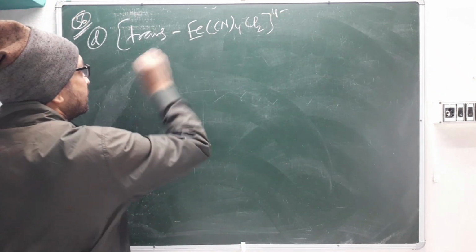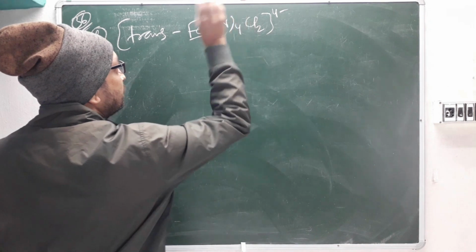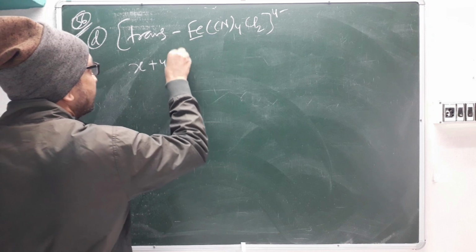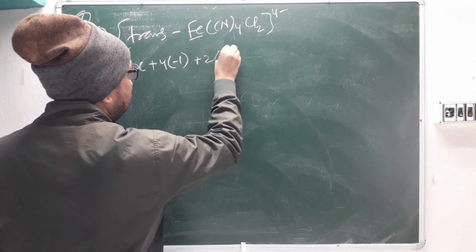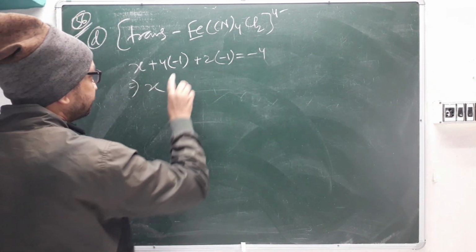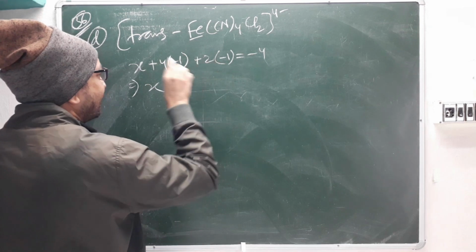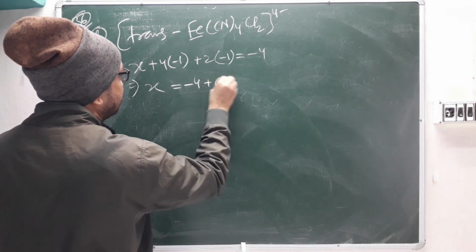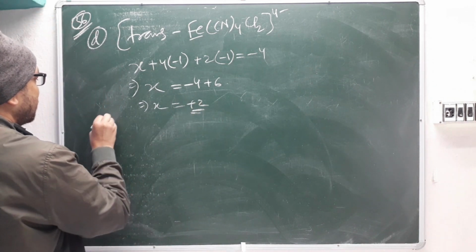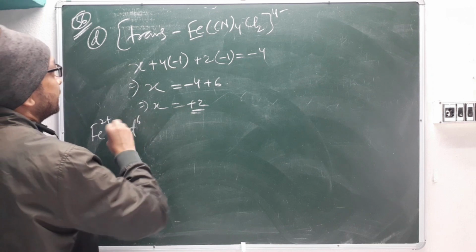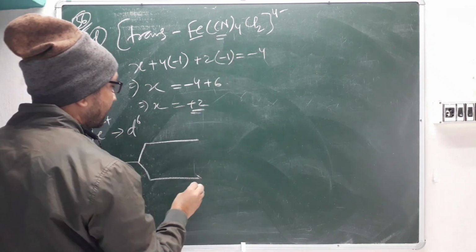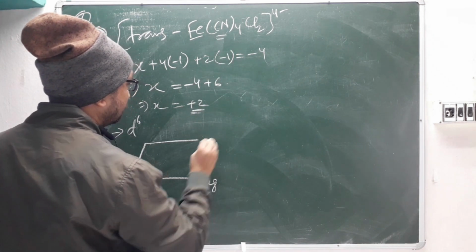Let me check first. Oxidation number of iron: this will contribute -1, this will also contribute -1. So what will be the oxidation number? x plus 4 into -1 plus 2 into -1 equals -4. So x, here it will be -4, -2, -6. So x equals -4 plus 6, so x equals +2. So the oxidation number of iron is +2. It means it is d6. And cyano is there, so it will be a low spin complex because cyano is a strong field ligand. It will be pairing up. Okay, so it will lead to pairing up.